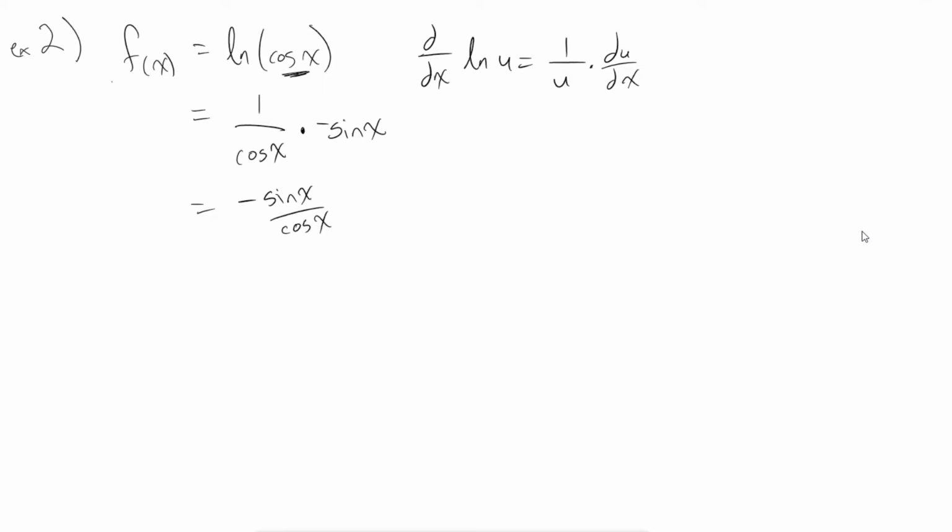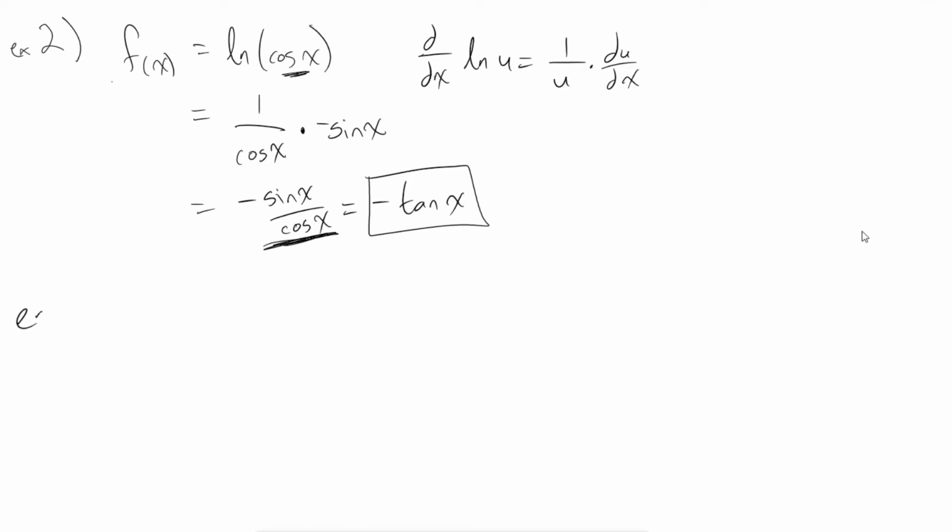But sine over cos is the same as tan, so this is also equivalent to negative tan x, which is our answer. Though this is an acceptable answer as well. You don't necessarily have to pull out the other derivative.